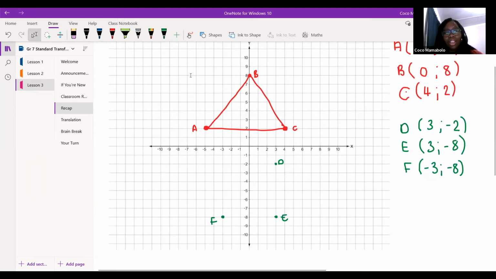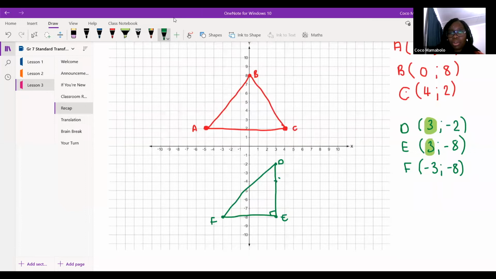Well done. All right. Are we comfortable with this? What kind of shape do I have here? Yes, Sana, excellent. It's a right angled triangle. Well done. How do we know that it's right angled? Because if you notice, my X coordinates for D and E are the same. What does that mean about all the coordinates on this line? What is the X value for all the coordinates over here going to be?